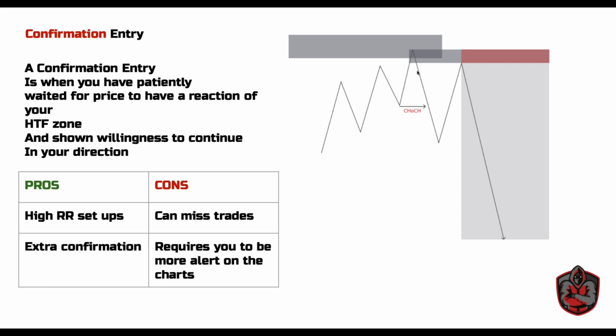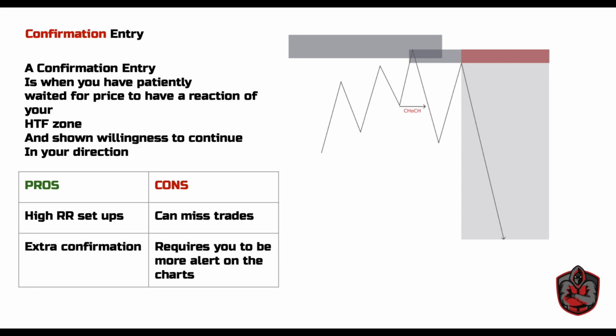Again, what type of entries you go for is down to you, down to your availability. How much time you're able to spend on the charts, how much free time you have, what type of trader you are, how much you want from the market, if you're satisfied with a low risk to reward or you're eager to get a high risk to reward. It really comes down to you.